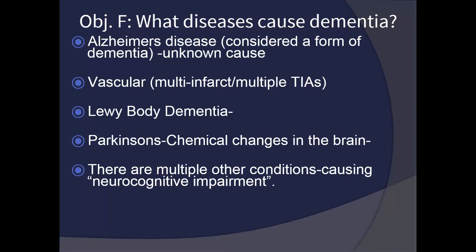Lewy body dementia is the second leading cause of dementia, and it affects over 1 million people. It's caused by the development of something called Lewy bodies in the nerve cells of the brain. It's caused by protein deposits on the nerve cells. Signs and symptoms include daytime drowsiness, rigid muscles, and visual hallucinations.